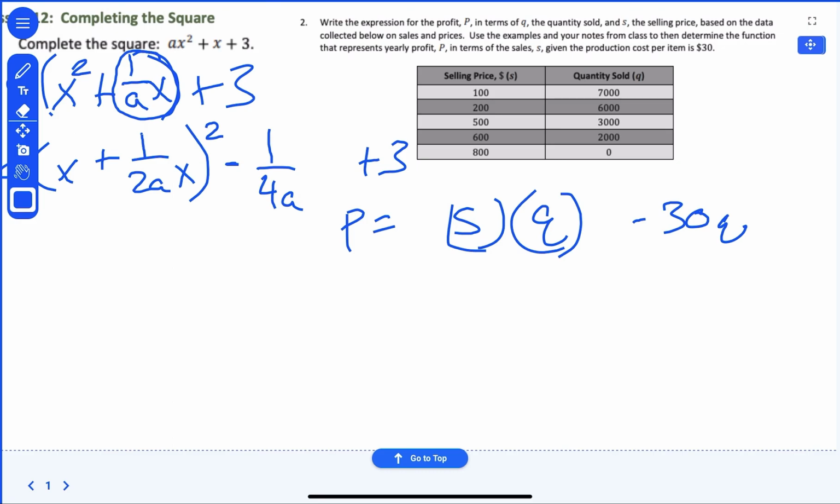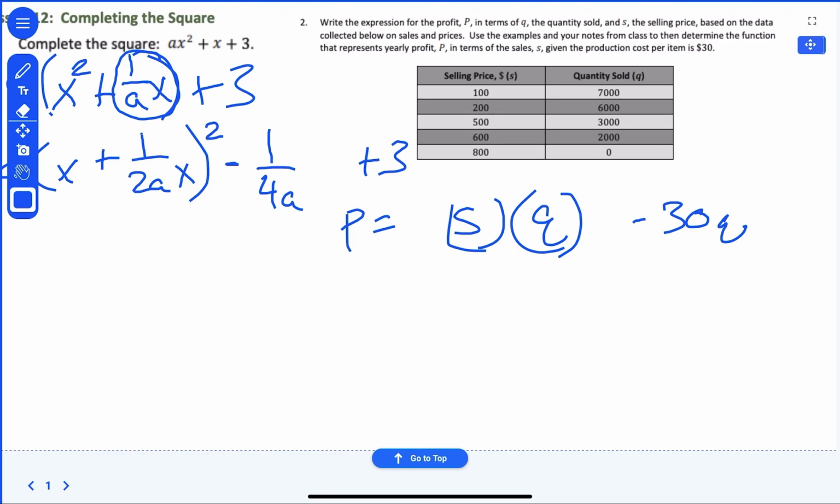Okay, the lower the selling price, the more we're going to sell. But think about this. Would you rather sell 100 or would you rather sell 7,000 at $100 a piece? Or would you rather sell 2,000 at $600 a piece? You got to figure all that in. Plus, you got to figure out how much it costs you to make those, right? So that's what we're looking at here.